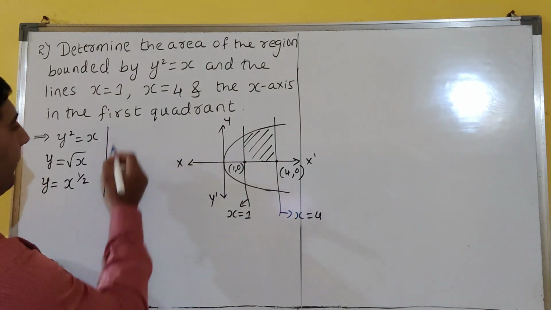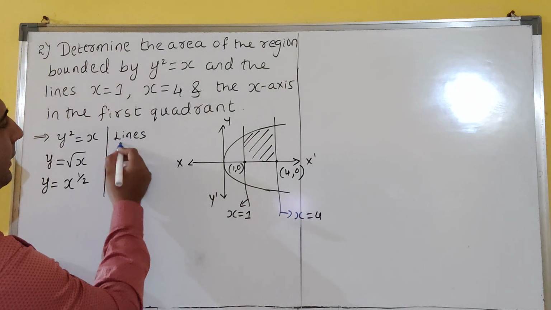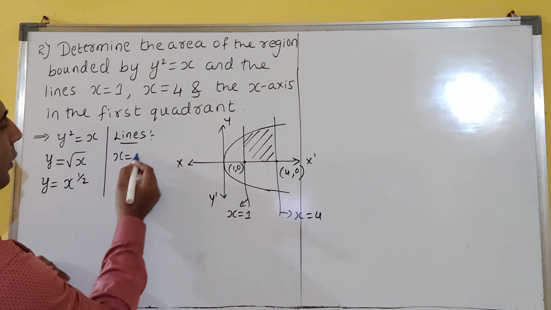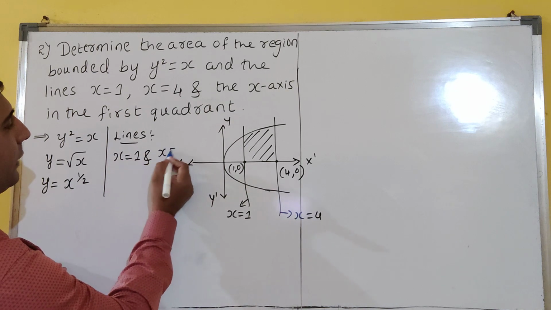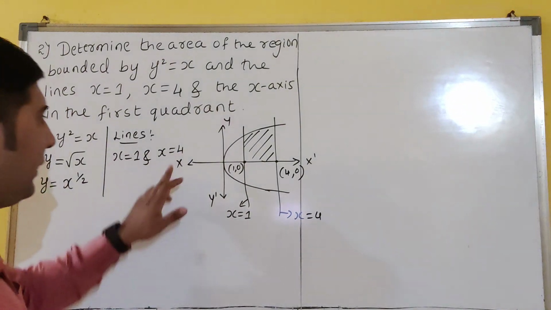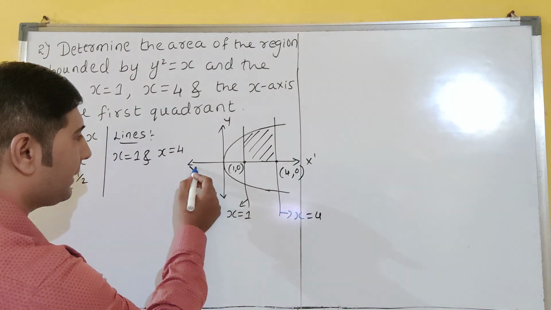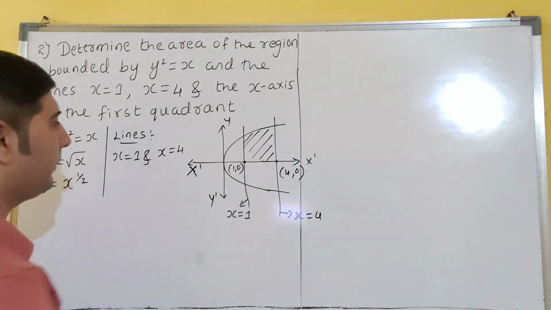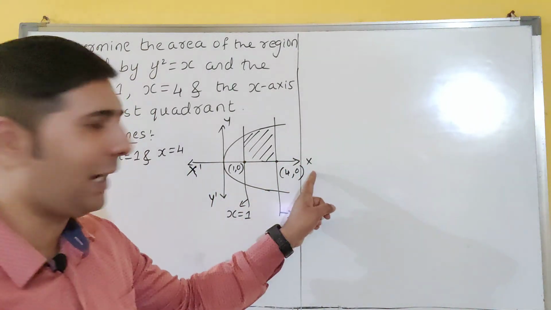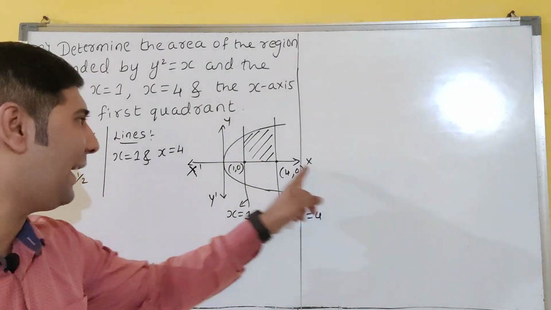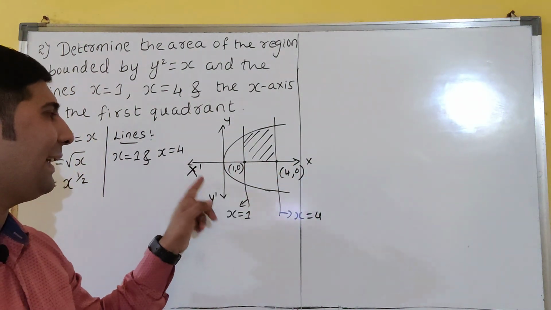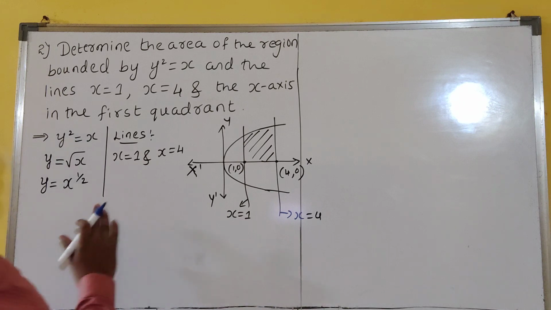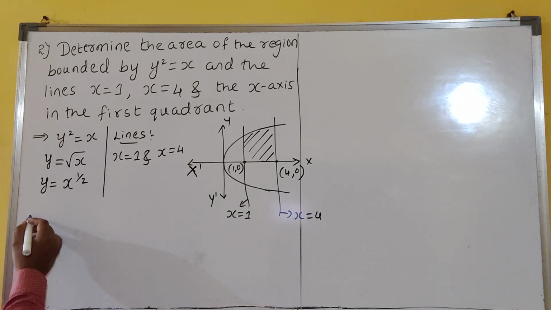So now you can see the lines. The lines are x is equal to 1 and x is equal to 4, which he has given. This is x dash. Here you write x. Clear? In a hurry I had written that. X here and here x dash. So now see, what will get the required area?